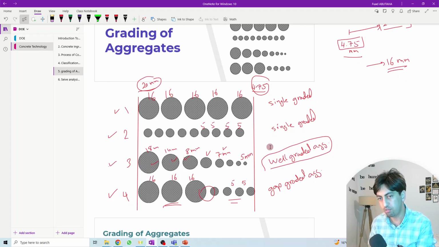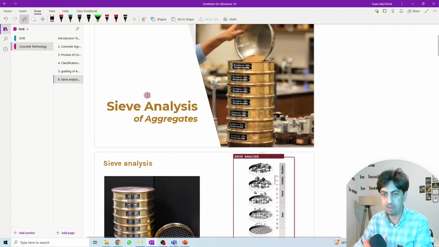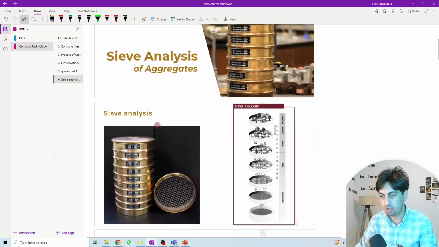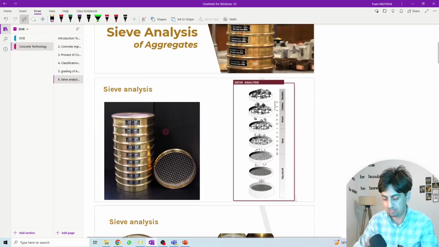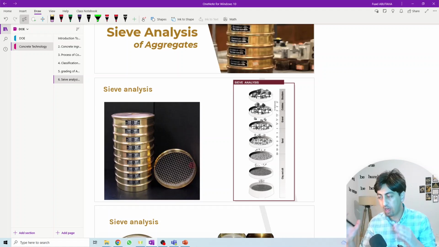In order to know the grading of the aggregate of my sample, we need to do the sieve analysis test. This is what we will start discussing today: the procedure, the steps, and how the sieve analysis test is done in the lab. These tests should be done in the lab, and we'll learn the equipment, the procedure, and the test. As I said, the purpose of the sieve analysis test is to know the existence of the aggregate particle sizes that lie in the range of the aggregates.